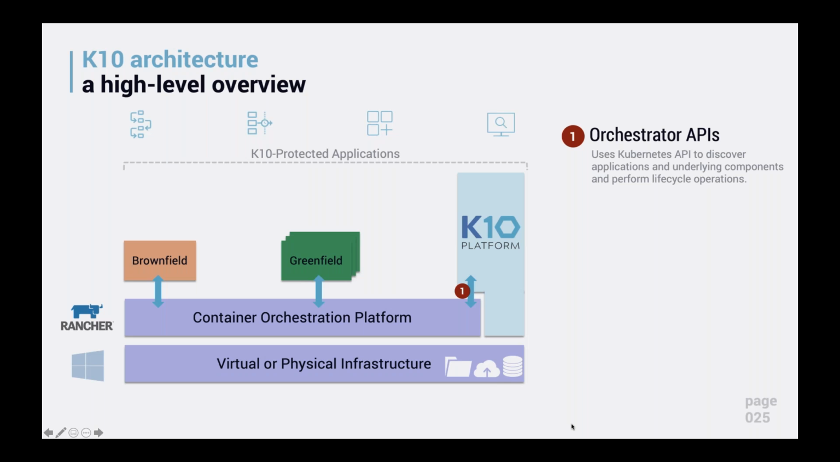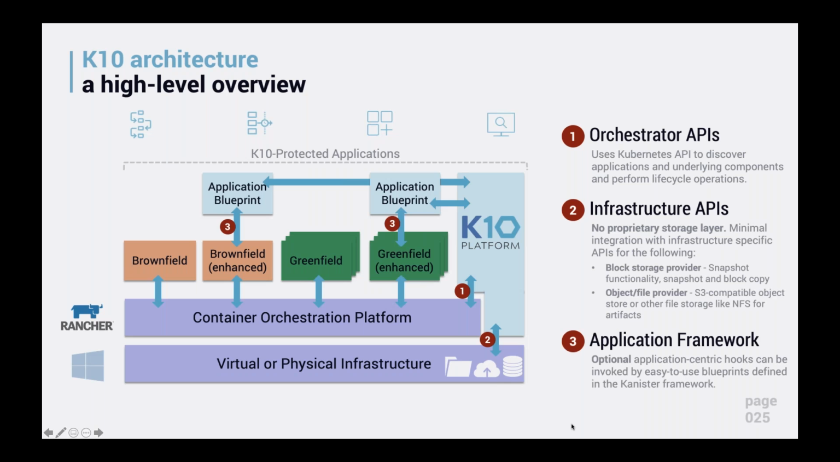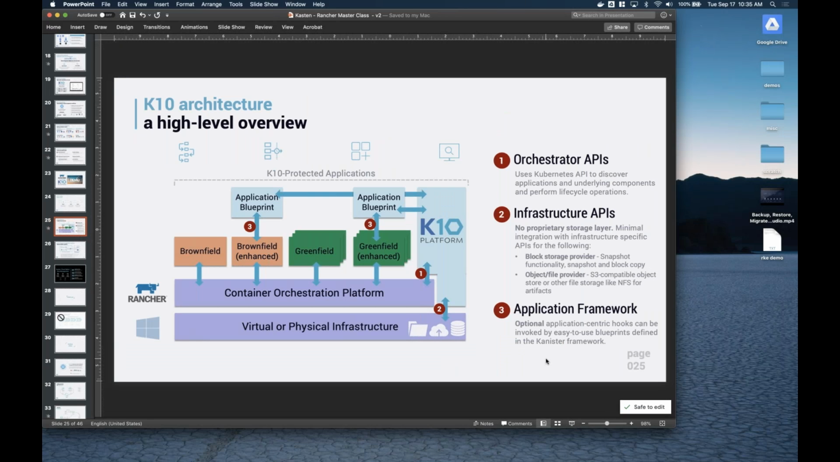We integrate against the container orchestration platform API to discover, protect, and restore applications. We also intersect against the underlying Azure API when we need to, so if you want to snapshot and back up disks, or move disks across regions or resource groups, and how we use object storage. So there's infrastructure integration that we also do. And then finally, via Kanister, if you wanted to extend an app, we would hook into things at the application level too. So hopefully this gives you a little bit of color as to what the system that we're demoing looks like.